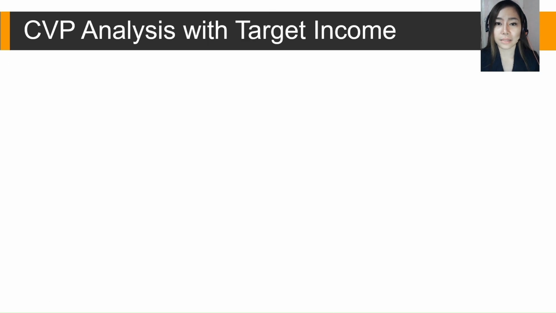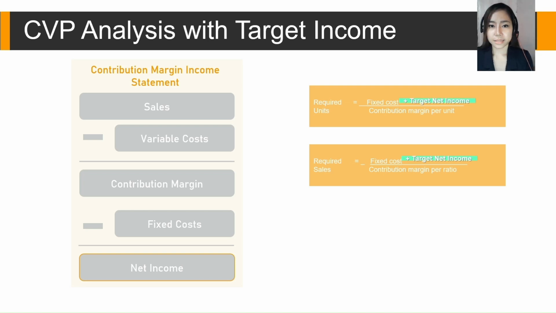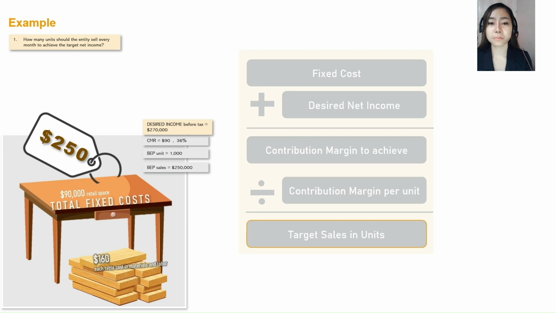So next is the CVP analysis with a target net income. What should we do if we have a target net income? From this formula, just add the target net income. So let's try the same problem as earlier, but we will add a desired net income of 270,000. First question: how many units should the entity sell every month to achieve the target net income? Fixed cost plus desired income, over contribution margin per unit, equals target sales in units.